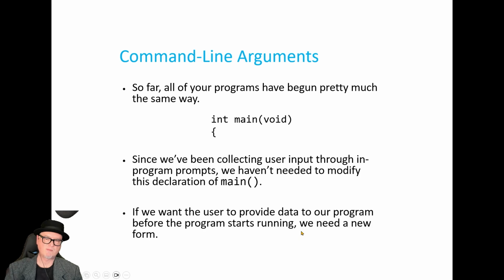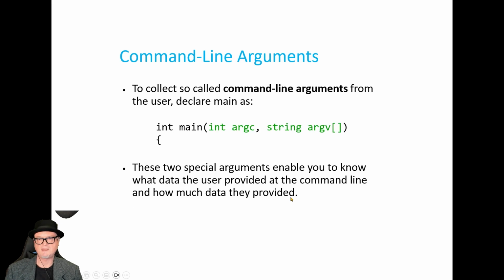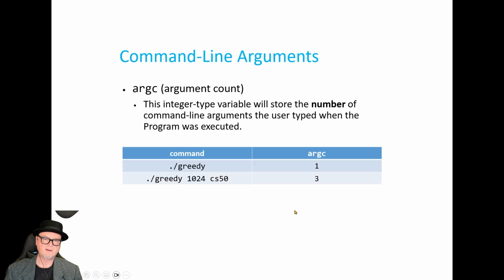If we want to grab user-provided data from the command line when our program's invoked, we need to do something a little bit different. And this is what we do that's different. There are these two special arguments, argc and argv. This stands for arg count, and I believe argv stands for arg vector. These are command line arguments that are added to main just in this way.